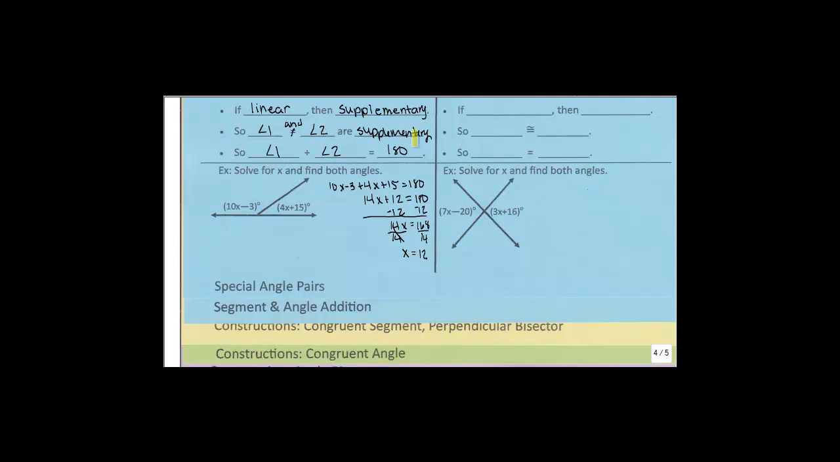But that's not what we asked for. They didn't ask for x. Well, they did say solve for x, but what we're trying to find are both angles. So we're going to take this x and plug it in for that x and this x to find both of the angles. So 10 times 12 minus 3 is 120 minus 3, which is 117 degrees, which is what that left angle is. 4 times 12 plus 15. 4 times 12 is 48 plus 15, which means that that angle is 63 degrees.